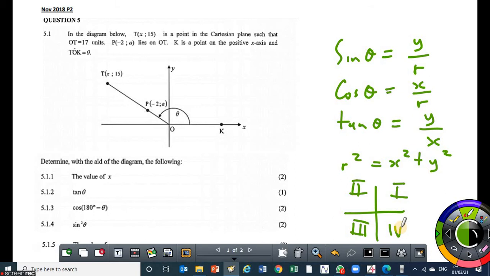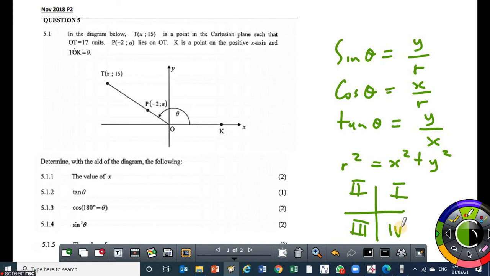Okay? Now, in which quadrant is point T? In the second quadrant, right? Now, if I were to ask you, in the second quadrant, is sine theta positive or negative? Positive. Is cos theta positive or negative? Negative. Is tan theta positive or negative? Negative, right? Now, that's important because if you want to find x, I'm sure you can see that there are two equations in terms of the trigonometric ratio that you can use to determine x.